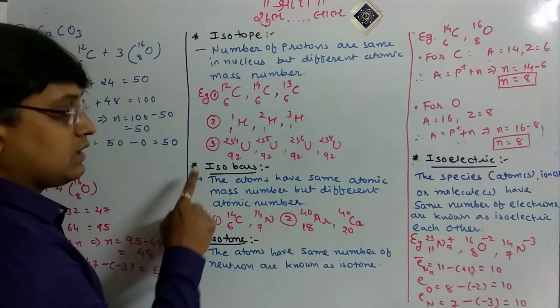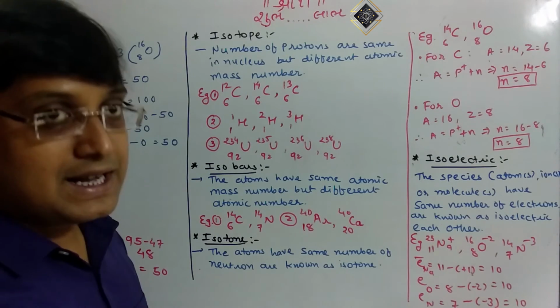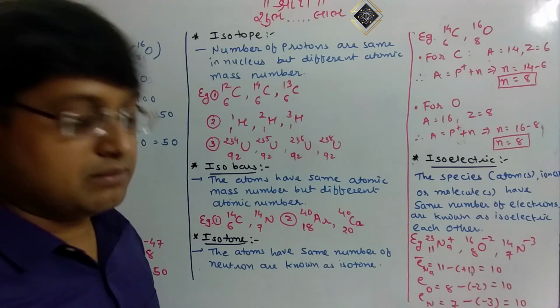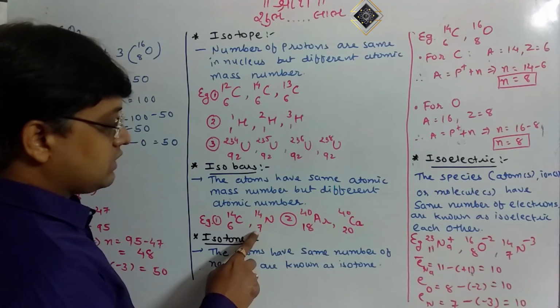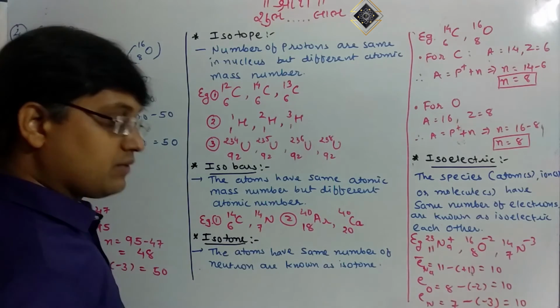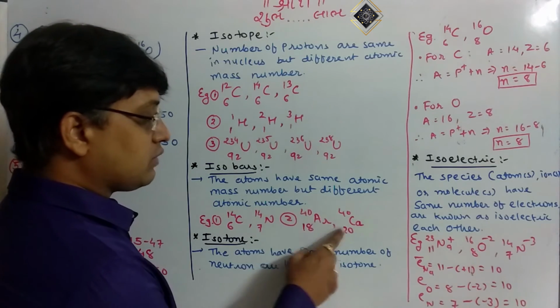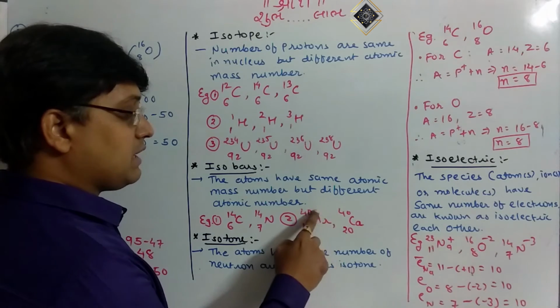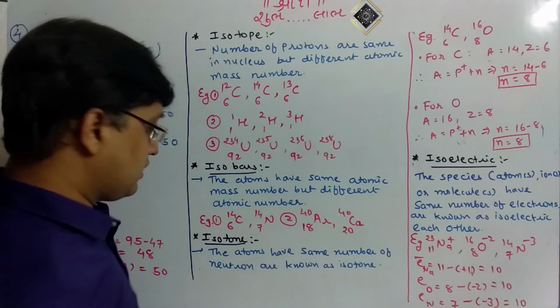Isobars are atoms which have the same atomic mass number but different atomic number. 6 carbon 14, 7 nitrogen 14: same atomic mass number but atomic number is different. 18 argon 40, 20 calcium 40: atomic mass is the same, atomic number is different.